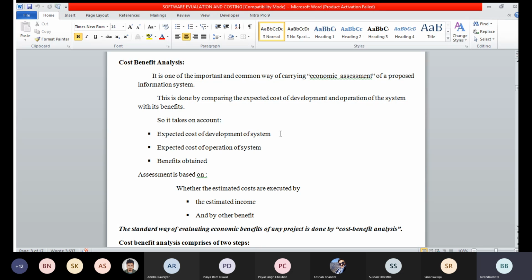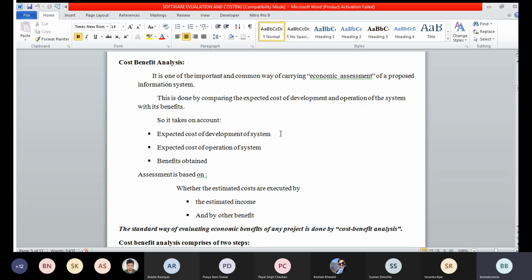So here we have listed three things. Expected cost of development of the system, that is the negative one, that is the investment. Expected cost of the operational system, that is again the investment, again the money that I need to put in the system. And the third one, benefit obtained, is the value that I'm going to get back from the system. So we add up the first two values, which is the total cost, and the third one is the benefit obtained. Then we'll try to compare which one is more for project A or project B or project C.